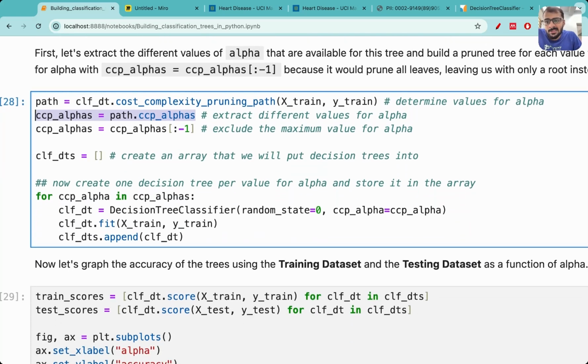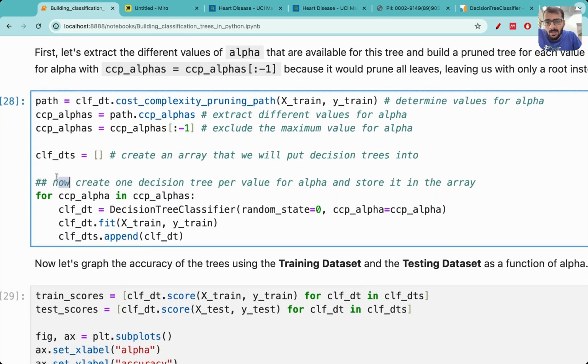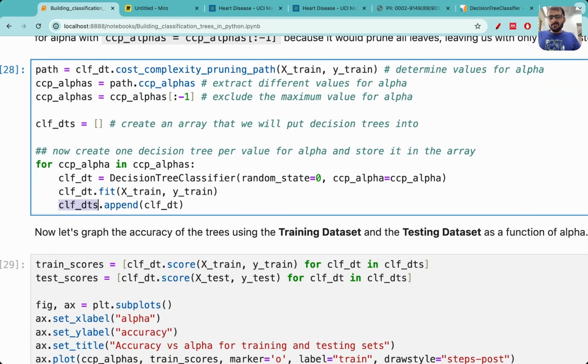So what is now done is that I'm going to create one decision tree per value of alpha, and I'm going to store it in the array. Remember, I mentioned each value of the decision tree corresponds to one alpha. So for every value of alpha in CCP alphas, I'm going to create a decision tree fitting between X train and Y train, and I'm going to store all of these trees in an array which is called classification decision trees, plural.